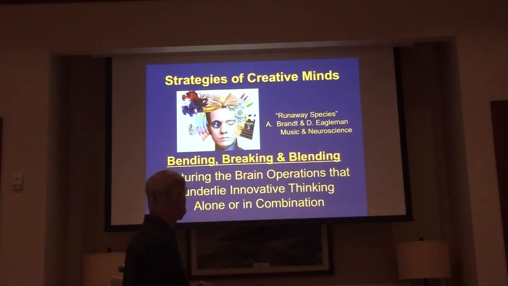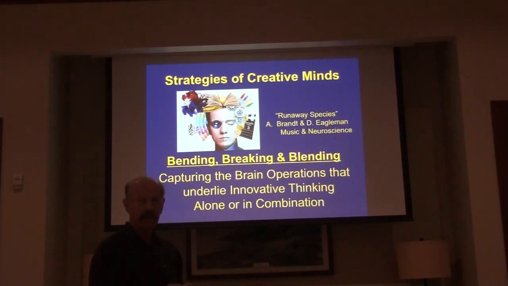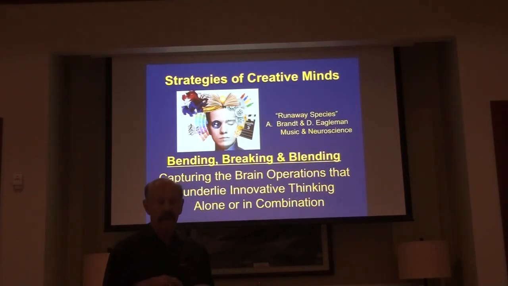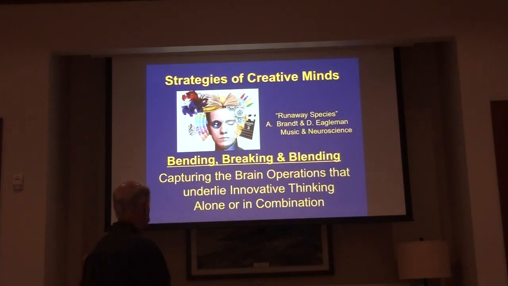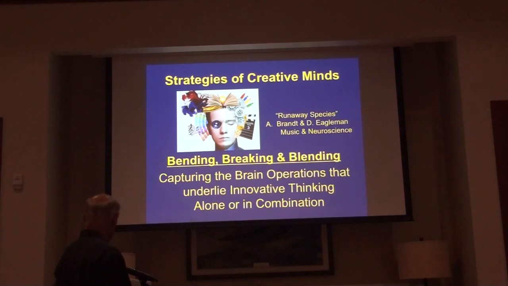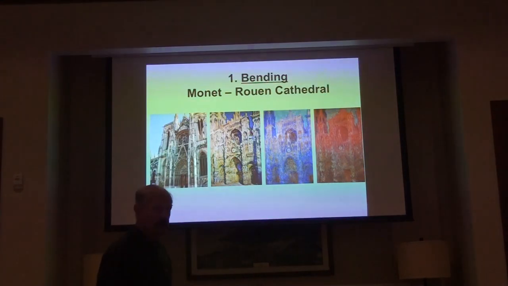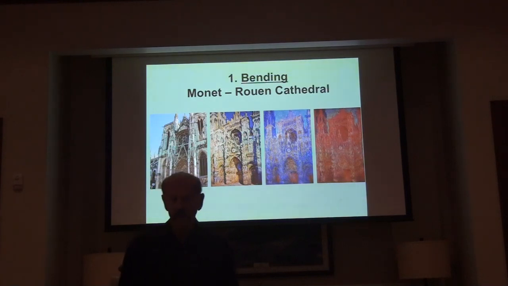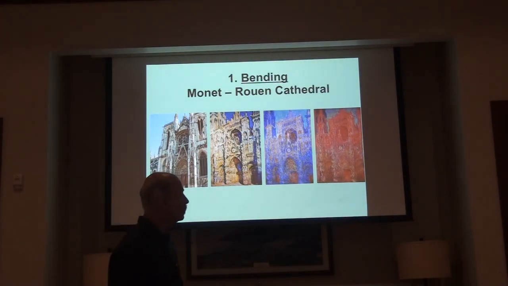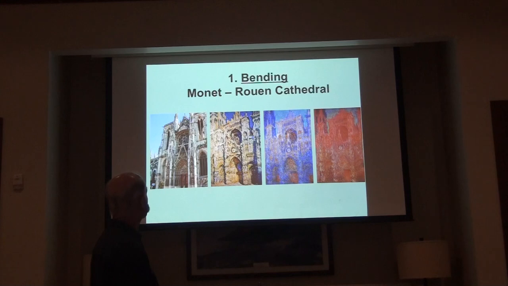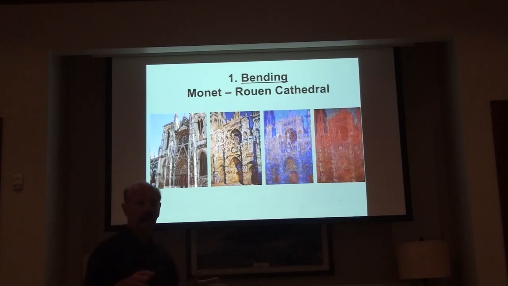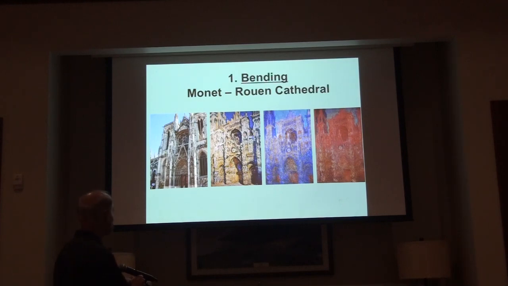And what they did is they classified it as bending, breaking, and blending, and I demonstrated bending and breaking in my introduction, but let's look at this a little bit further, capturing the brain operations in a classification system. So let's look at bending. I already showed the bending utilized by Picasso in his bull, but Monet used it in the same sense here, producing his artistic depictions of the beautiful Rouen Cathedral in France under different conditions of daylight. And you can see that was his creative process.